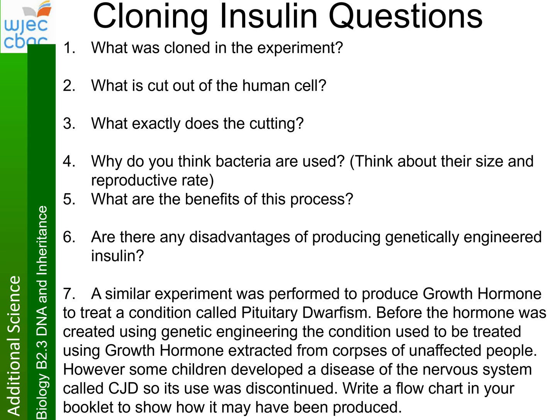So hopefully you've answered those questions. So we've got question 1, what was cloned in the experiment? We managed to clone insulin. What is cut out of the human cell? It is the insulin gene. What does the cutting? It is an enzyme. Why are bacteria used? Now there's 2 reasons. It says, as a hint, think about their size and reproductive rate.